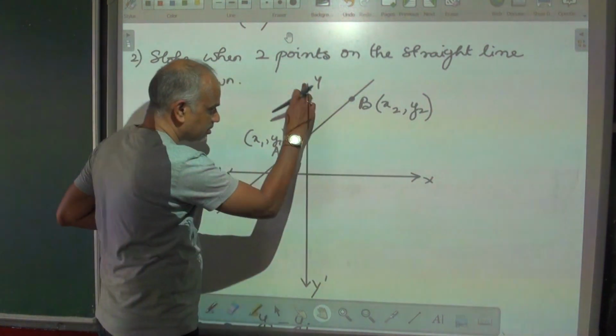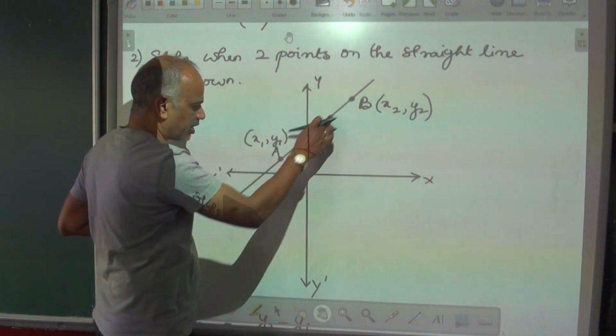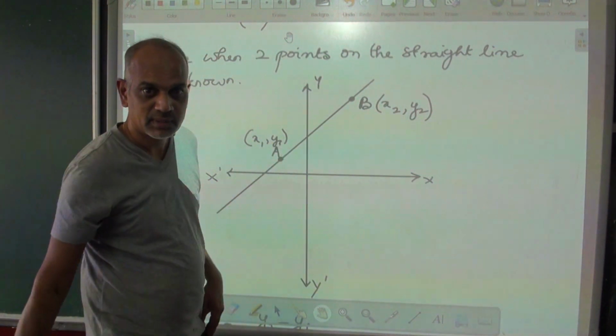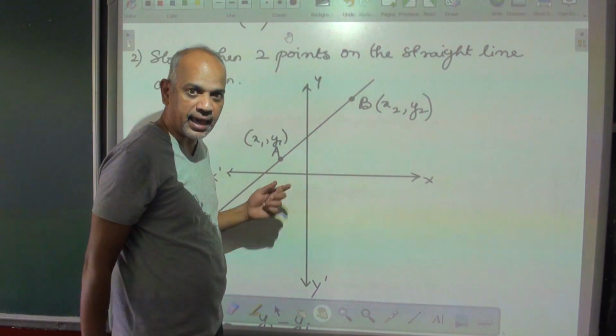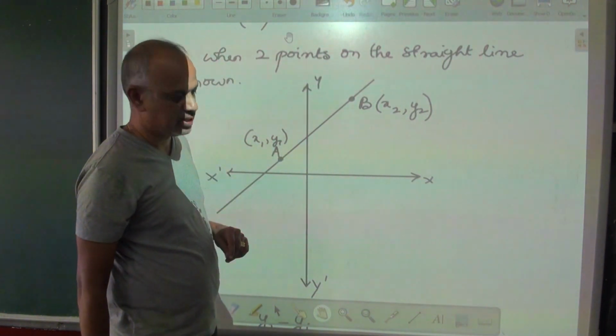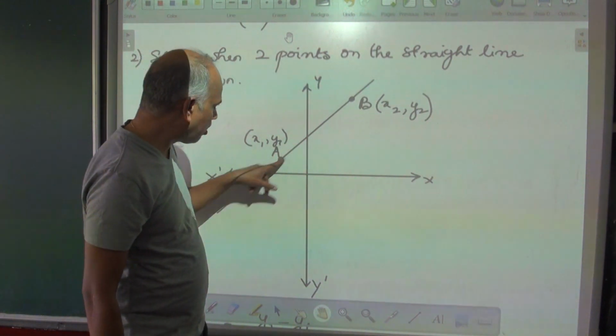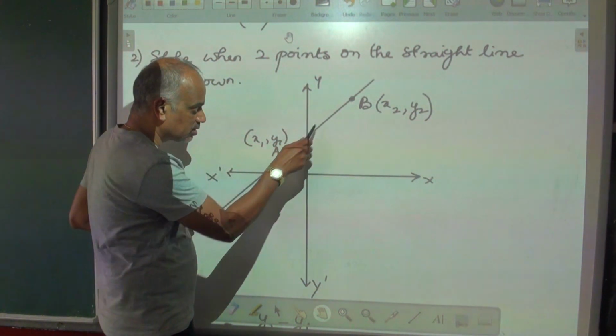This is your x-axis, this is the y-axis, this is the straight line. You don't know this angle. Angle is not known. In the previous case, you had to know the angle to find the slope. But here, this angle is not known. But on the straight line, you know 2 points.